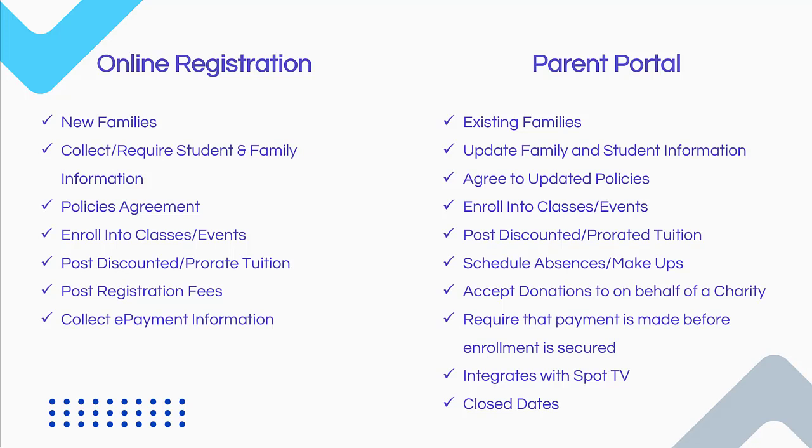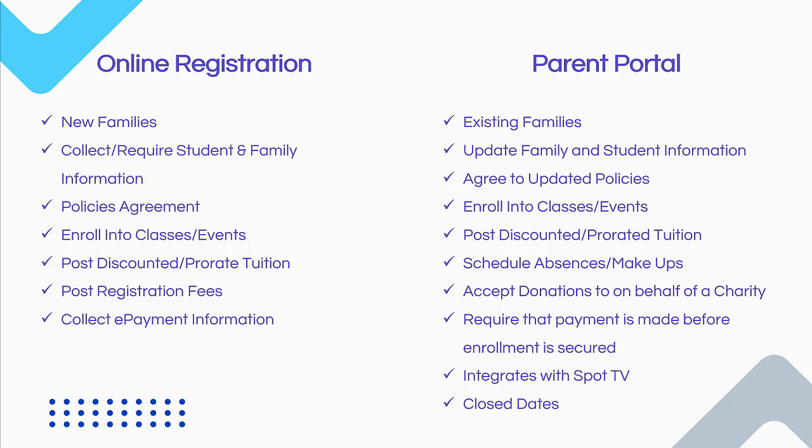On your online registration form, parents can agree to your policies that you enter. In the parent portal, they would have already agreed when they registered, but if you update your policies at any time, and I will show you that in just a bit, parents can go in and re-agree. And of course, in both, they can enroll into classes and or events. Both your online registration and your parent portal can post discounted and prorated tuition.